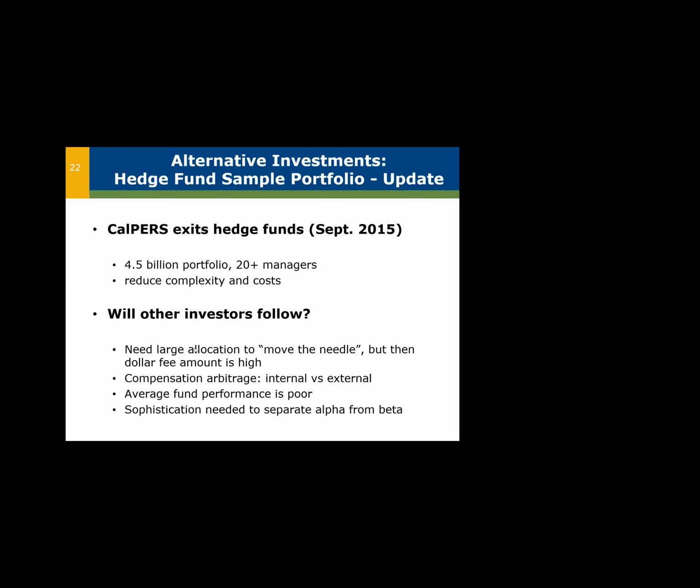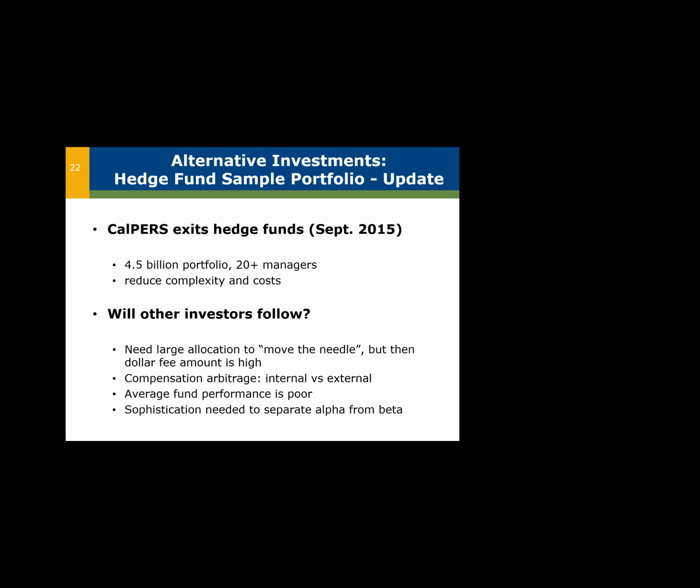So on the one hand, you need to have a sufficiently large allocation to them, but on the other hand, the average hedge fund performance is poor, and you need a lot of sophistication to be able to separate out the good managers from the bad managers, and that means identifying alpha from beta. Which is exactly the kind of role that you guys will be doing.